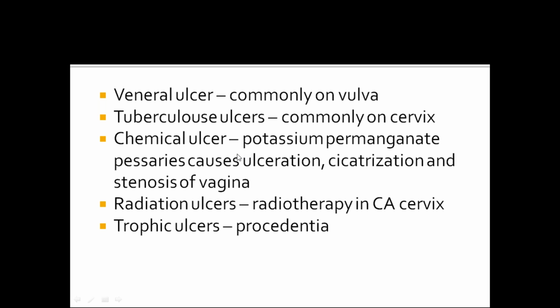And radiation ulcers. So common treatment for carcinoma cervix is radiotherapy when the stage exceeds stage 2B. So sometimes they cause radiation ulcers. Radiation ulcers are very difficult to treat. And trophic ulcers are observed most commonly in procidentia. Procidentia is fourth degree prolapse. It is complete prolapse, where the whole of the uterus is out, there is eversion of vagina and the cervix will be outside. So what happens there, constantly it is exposed to the environment, and in the dependent part there will be ulcers, so that is called trophic ulcers.